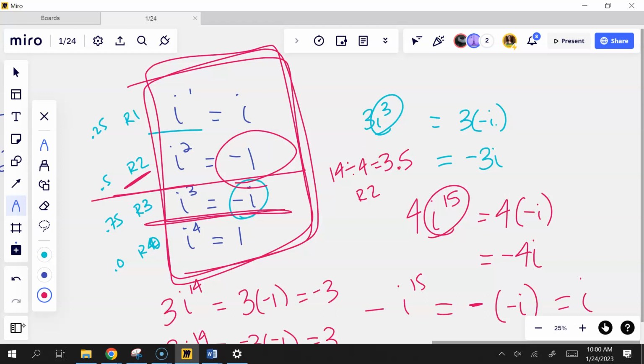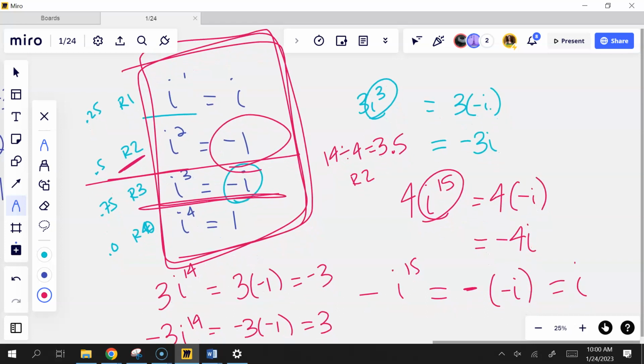And worst case scenario, if you can't remember, you can count up from whatever your exponent is. So this exponent is 14, right? 1, 2, 3, 4, 5, 6, 7, 8, 9, 10, 11, 12, 13, 14 right here.